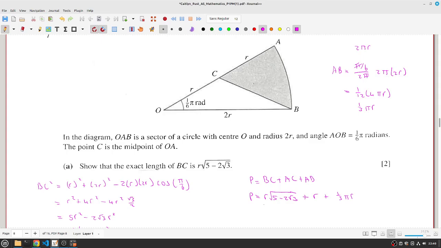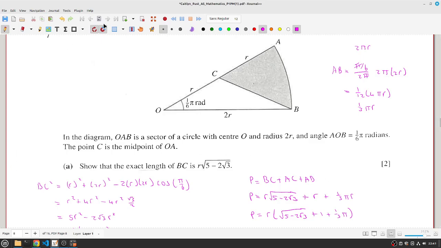Then, again, we can just factor out an r. I just like factorizing, but I suppose this will be good enough to get you the marks. But let's factorize. If we take out an r, what do we have left? Square root of 5 minus 2 root 3, plus 1, plus a third pi, or pi over 3 if you prefer that.